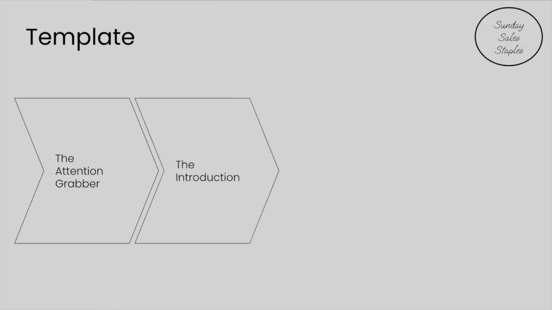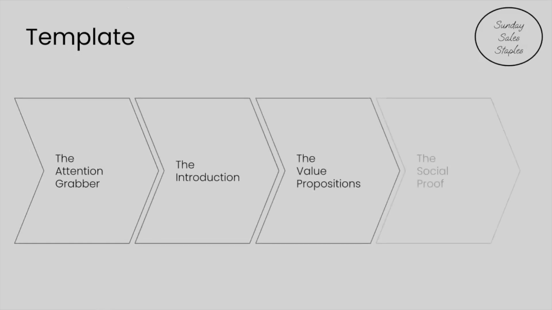My elevator pitch template has 4 parts to it: the attention grabber, the introduction, the value propositions, and the social proof. When you're starting an elevator pitch, you need to grab the attention of your prospect right away. You can start with a line or two describing the status quo of the world and why it's broken. Then move on to your introduction.